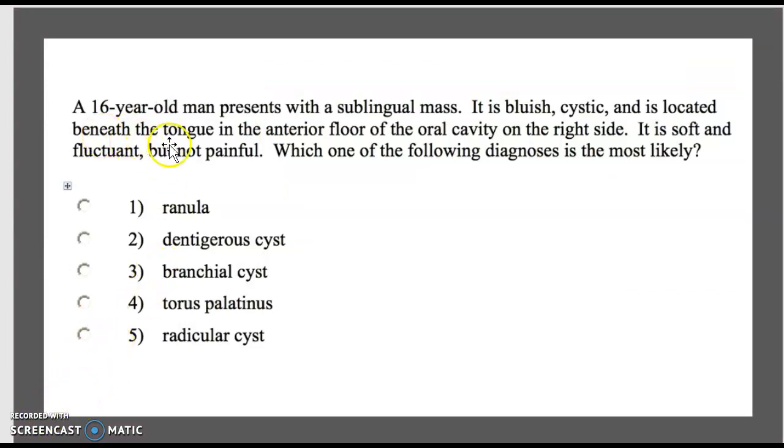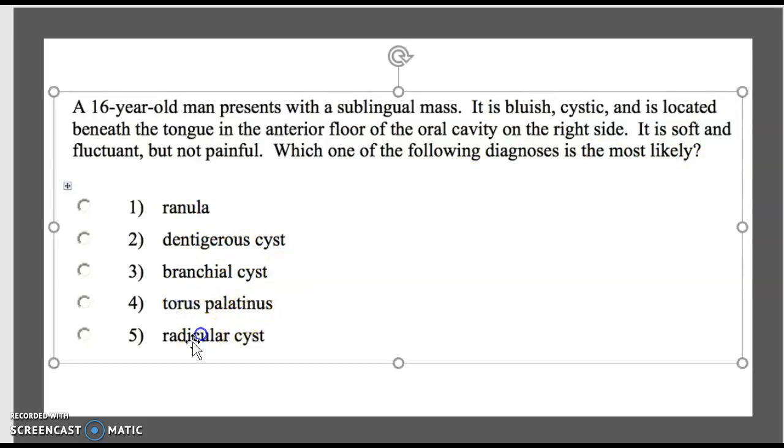I repeat the question again. A 16-year-old man presents with a sublingual mass. It is bluish, cystic, and is located beneath the tongue in the anterior floor of the oral cavity on the right side. It is soft and fluctuant, but not painful. Which one of the following diagnoses is the most likely? Ranula, dentigerous cyst, branchial cyst, Torus palatinus, and radicular cyst.